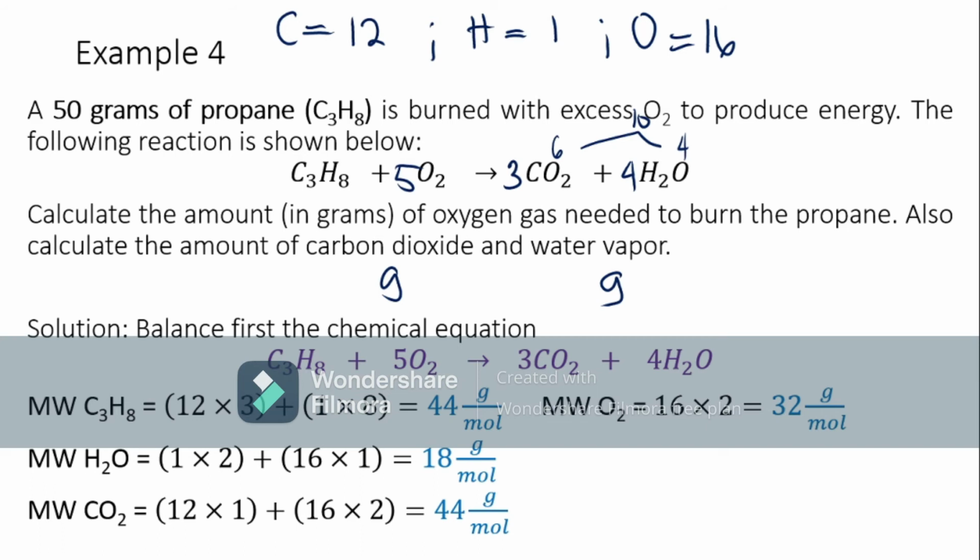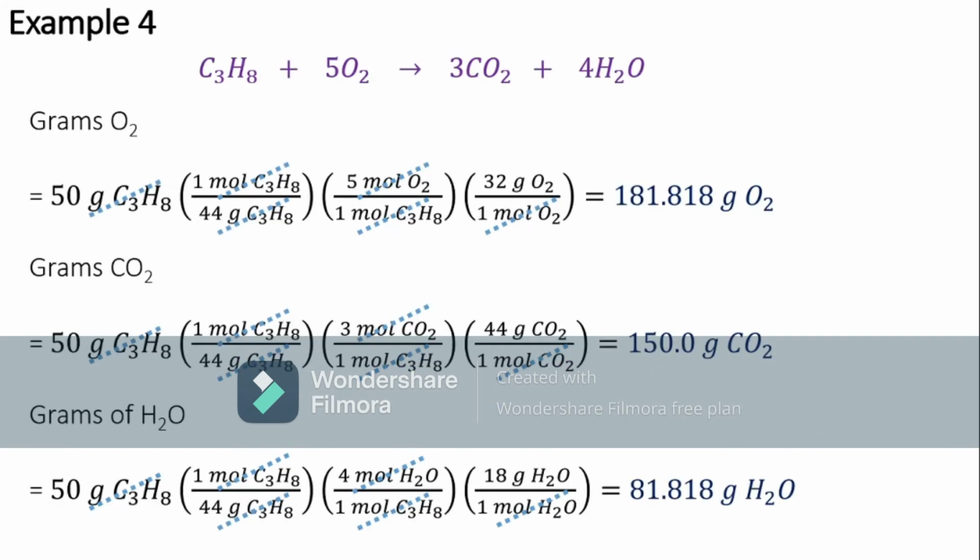Now, so this is actually the cancellation of units. So 50 grams of C3H8 times 1 mole of C3H8 over 44. This is the molecular weight of C3H8. So cancel, cancel. Then, mole of C3H8, so dapat sa baba moles of C3H8 then. So this is what we call the mole ratio, students. So for every 1 mole of C3H8, we have 5 moles of O2. So ito yun. Cancel, cancel.